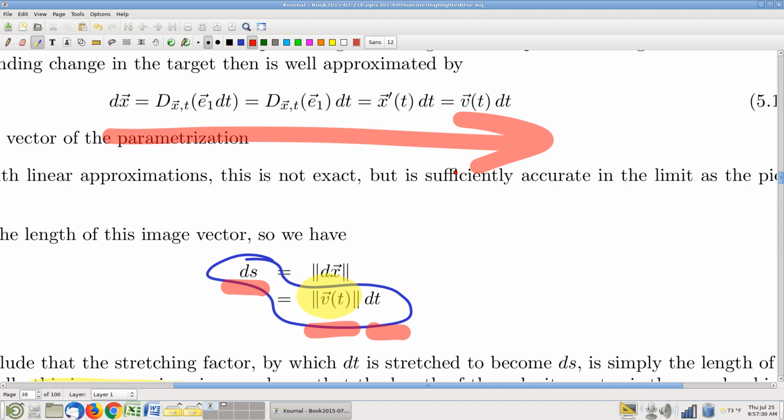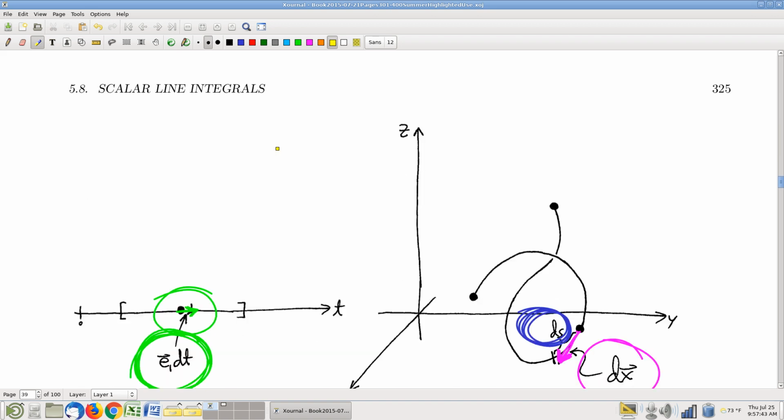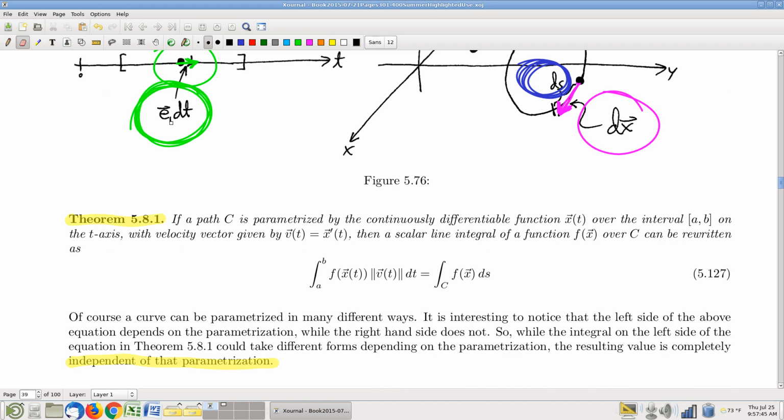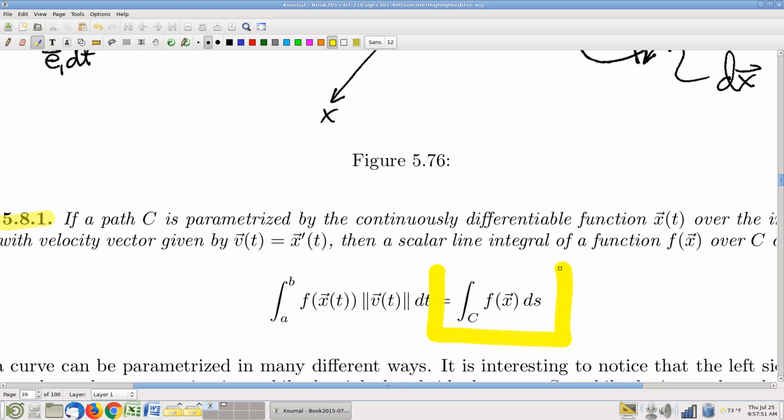Okay, so there you go. There's our stretching factor. Magnitude of the velocity vector. And from that, we can just write down how to do integrals. Here it is. This is our theorem for how to compute scalar line integrals. If you want to compute this scalar line integral, parameterize and pull back.